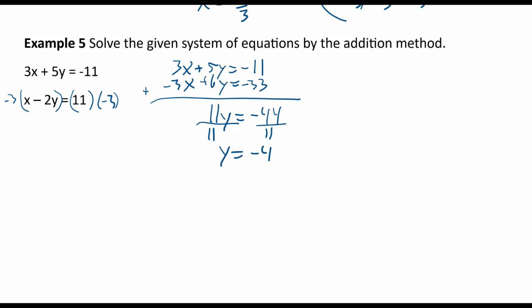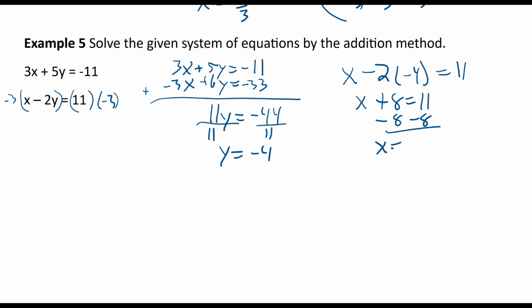We could put that into either of the equations. I'll put it in the first one. x minus 2 times -4 equals 11. So x plus 8 is 11. Subtracting the 8, x equals 3. So 3 comma -4 should be our point.